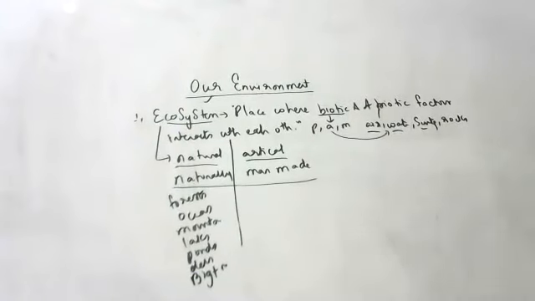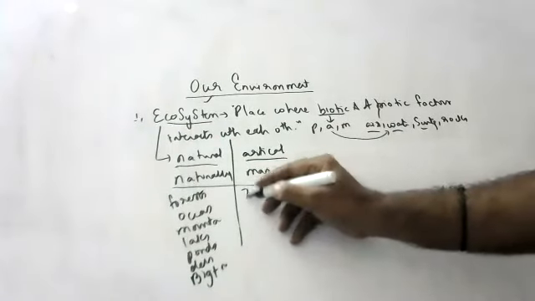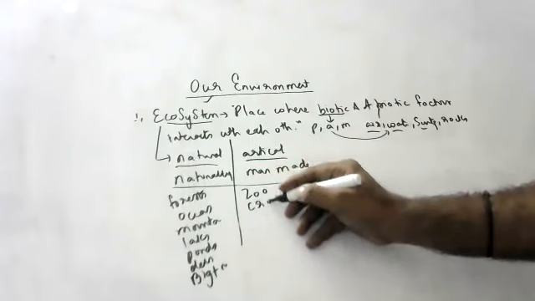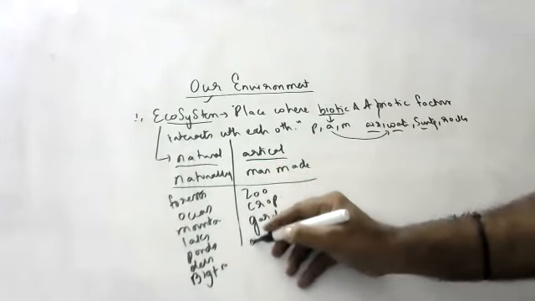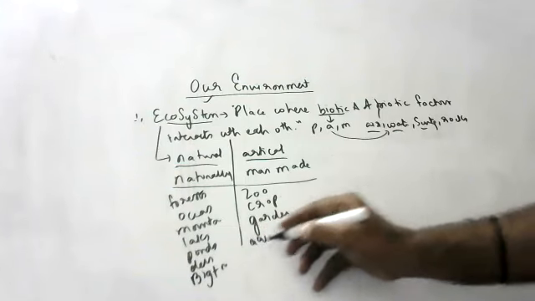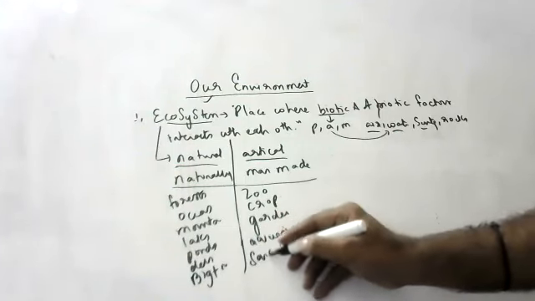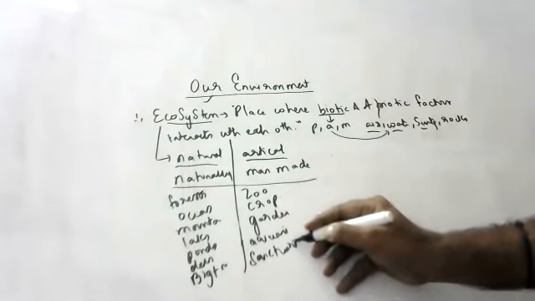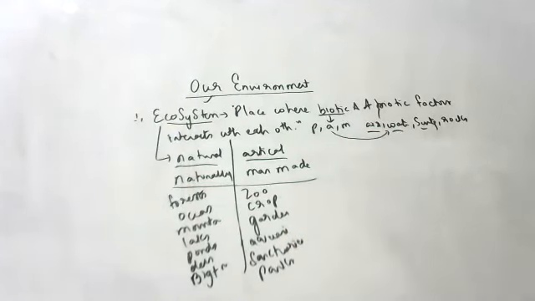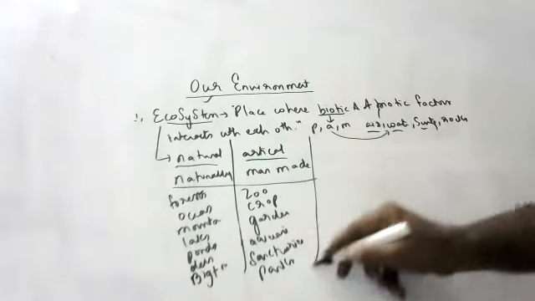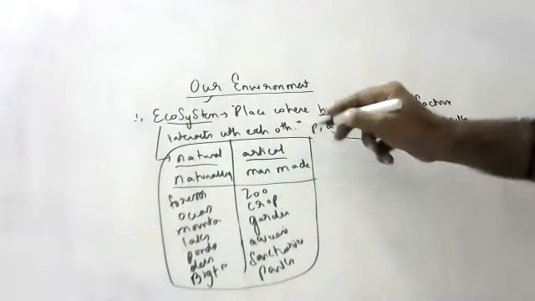And in the same way, what are the examples of artificial ecosystem? Zoo, crop field, garden, fish aquarium, wildlife sanctuaries, parks. All these are man-made ecosystems, children. They are not formed naturally. This is the difference between natural and artificial ecosystem.